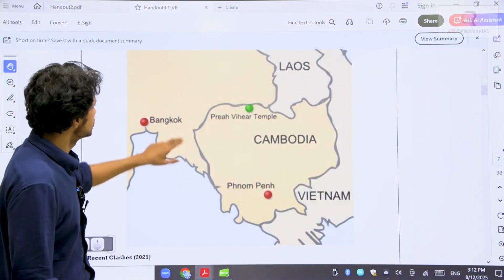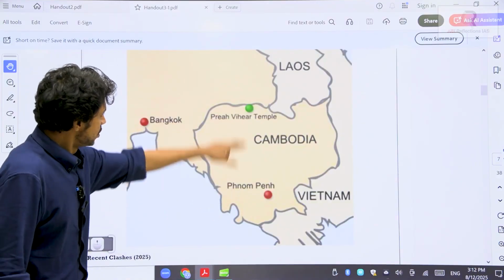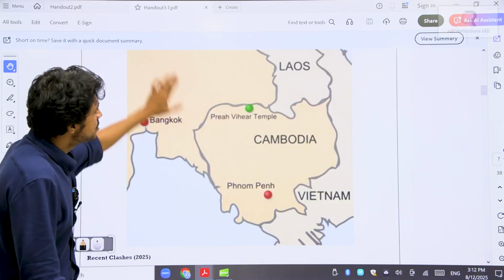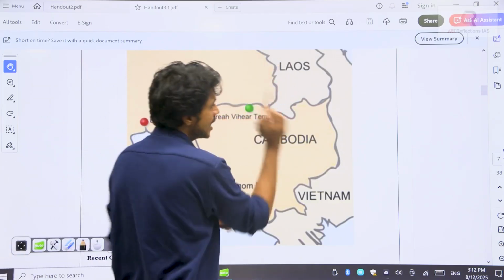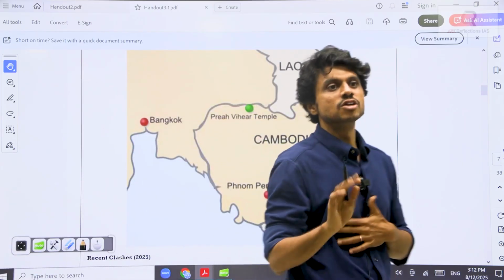Okay, so you need to see Thailand's capital Bangkok, Cambodia's capital Phnom Penh. Okay, you need to have the clarity. This is Laos, L for landlocked, and here you have the coastal country Vietnam.